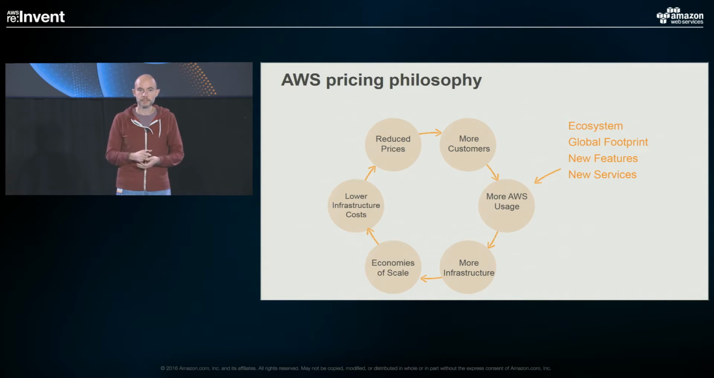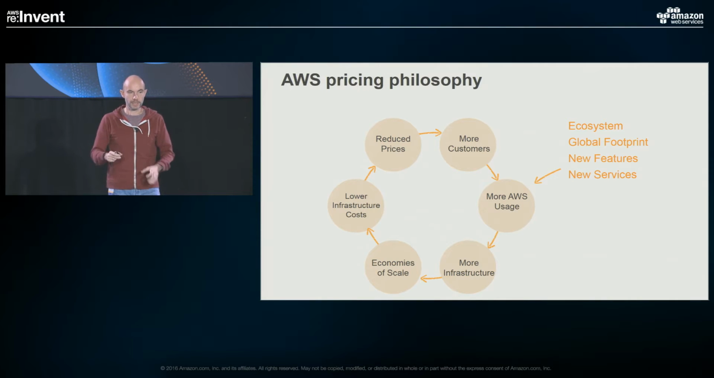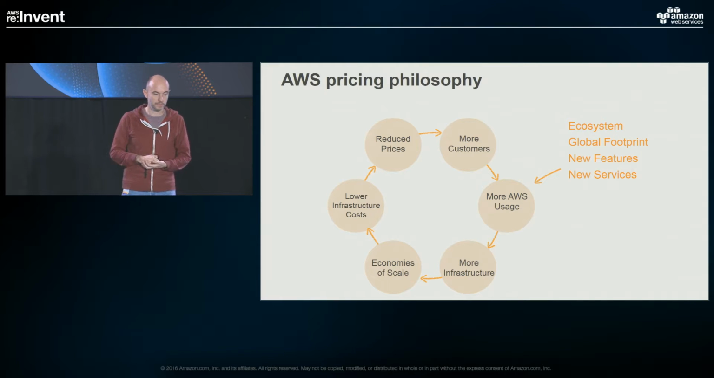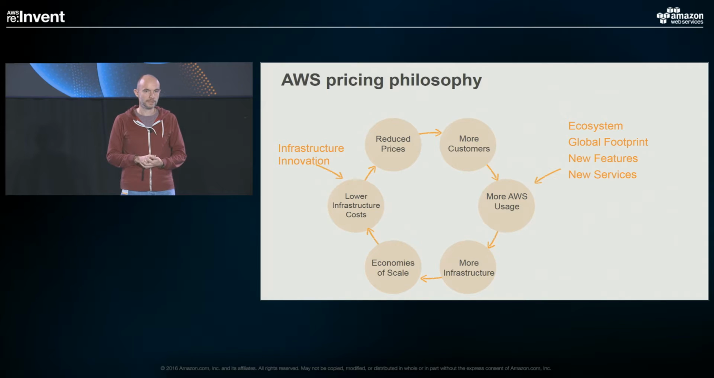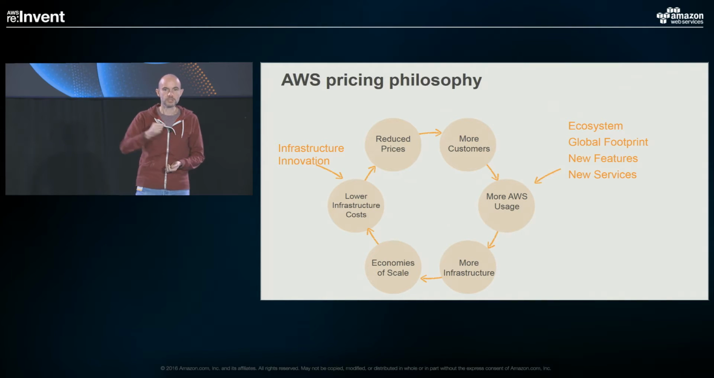We're going to end up with 18 regions pretty soon now. And we get to see more features that make the AWS platform even more useful for everybody, and new services. The other accelerator is infrastructure innovation. And if you've been to James Hamilton's talk on Tuesday, you've seen the cool things that James is doing to squeeze even more efficiency out of the platform.